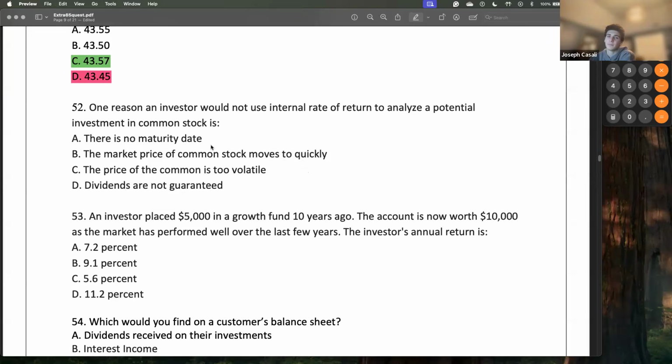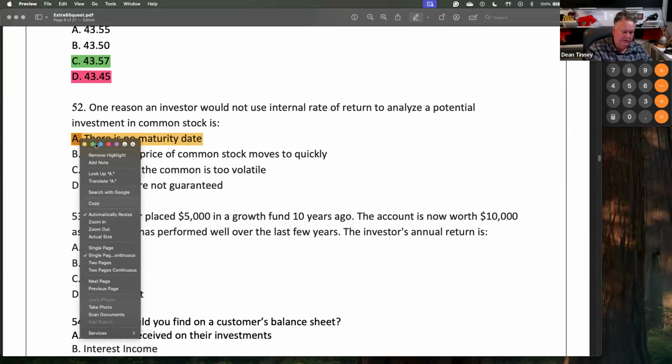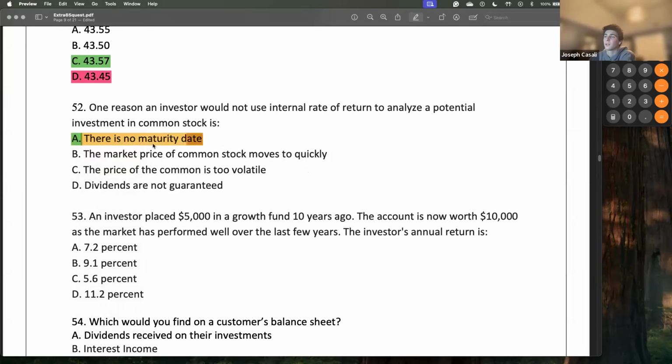There's no maturity date. Yeah, good job. Excellent. That was a tough one, man. If I weren't charging, I'd give you an extra credit point because that's tough. Yeah, I was thinking about that one for a while. That's okay, I don't mind.